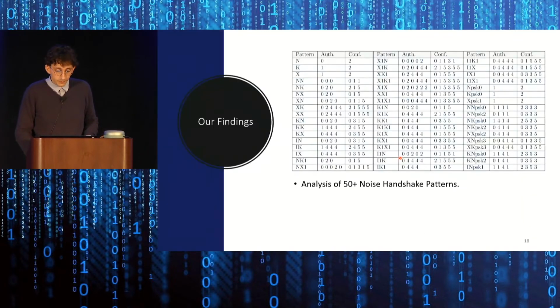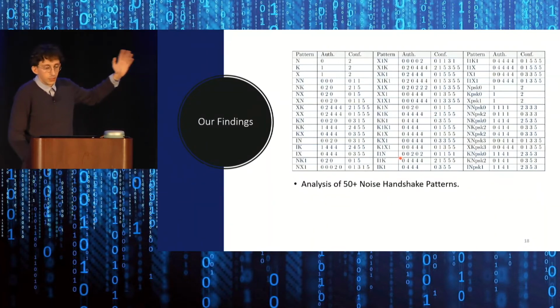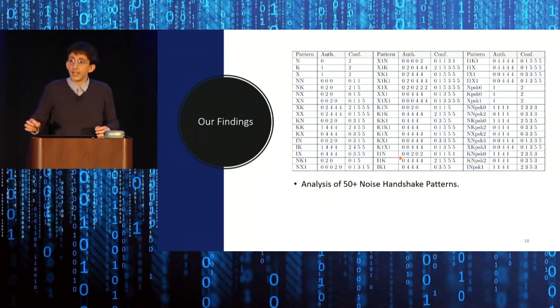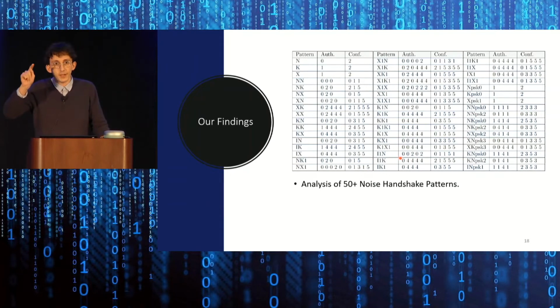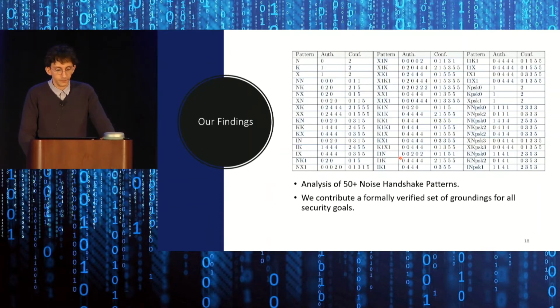And so our findings were we analyzed more than 50 Noise handshake patterns taken from the Noise specification itself. And we confirmed that, so Trevor and his team already had numbers for many of these patterns, not all of them, but many of them. And we confirmed that these numbers were correct. So great, we were able to say formally that these predictions were correct. And we were able to offer a new verification for new patterns that are always increasing.